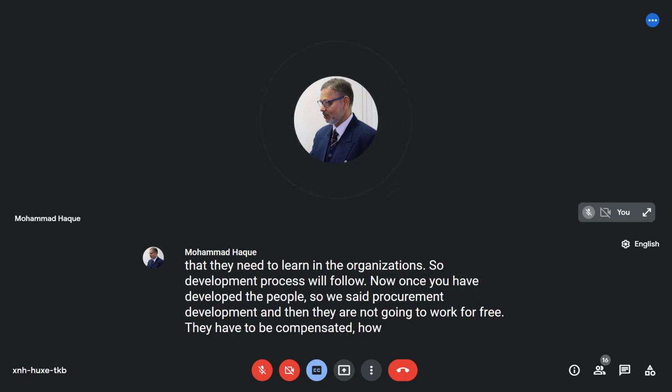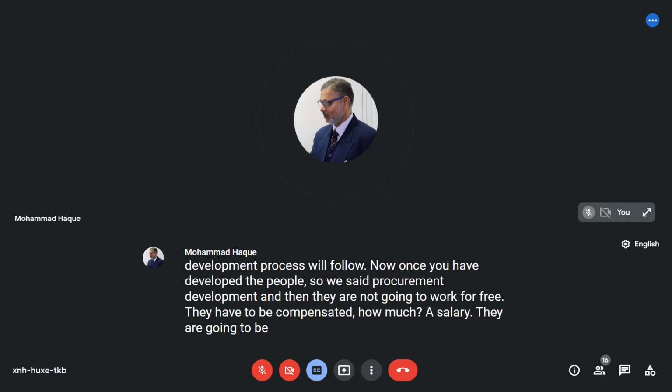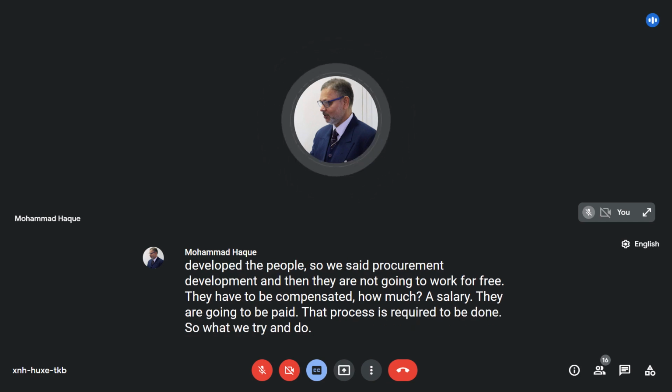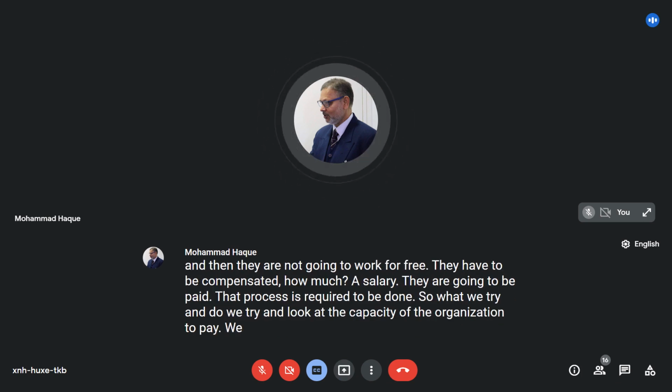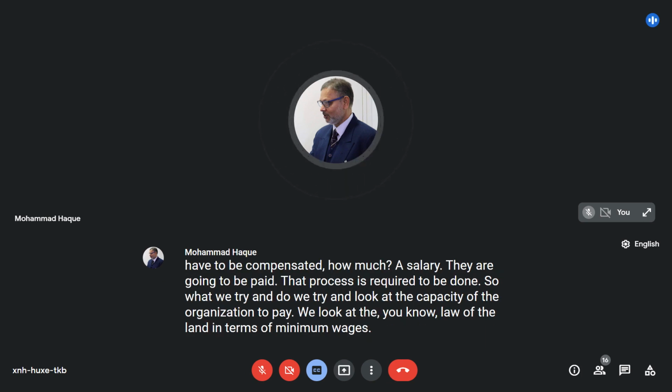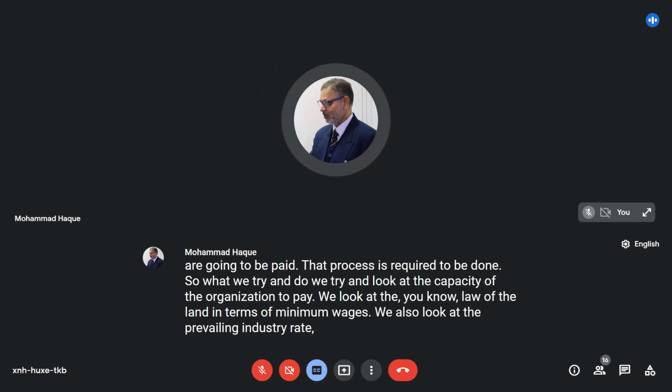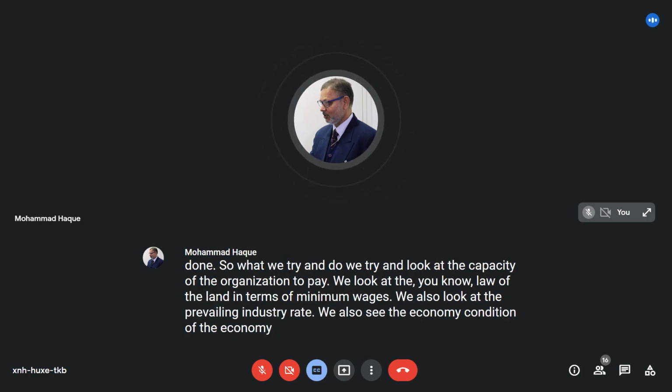How much salary they are going to be paid, that process is required to be done. So what we try and do, we try and look at the capacity of the organization to pay. We look at the law of the land in terms of minimum wages. We also look at the prevailing industry rate. We also see the condition of the economy. Is it booming? Is it at a slump?